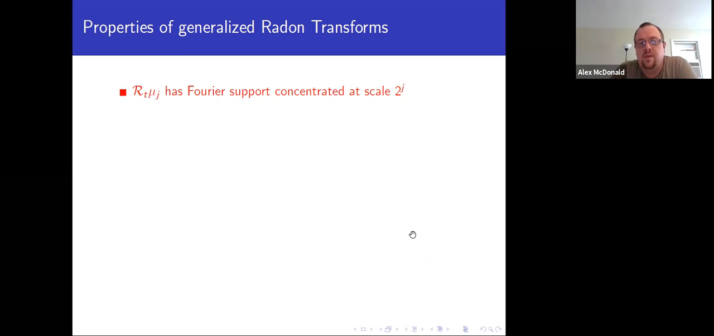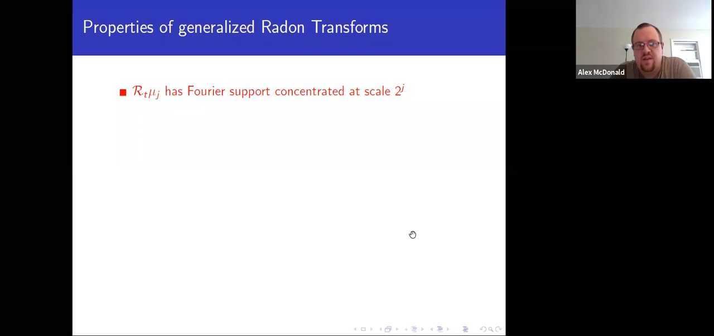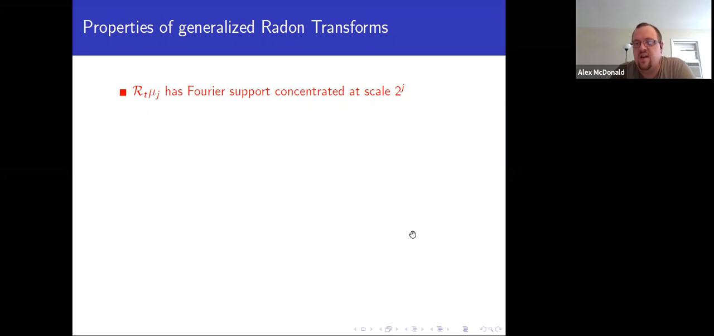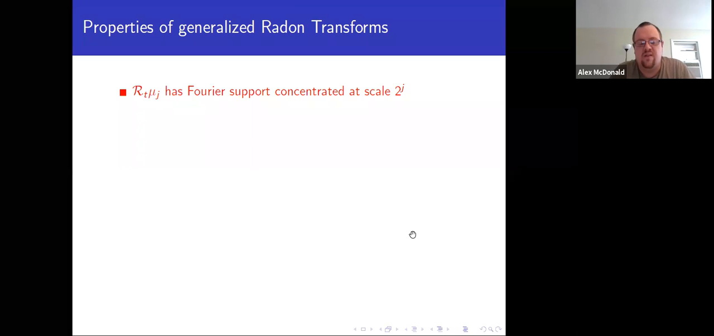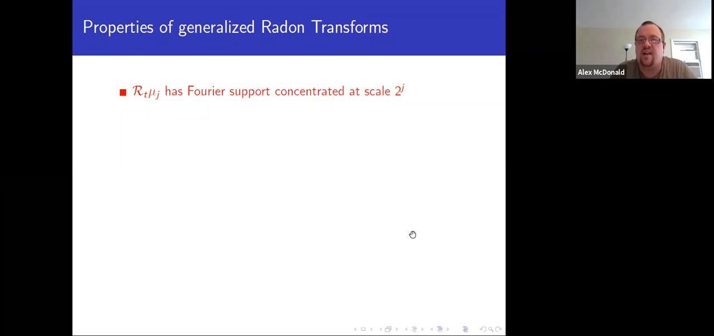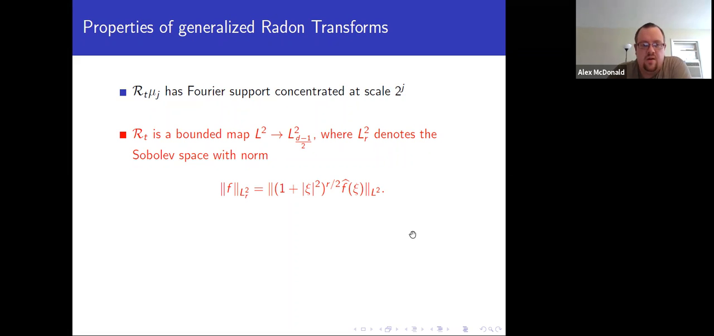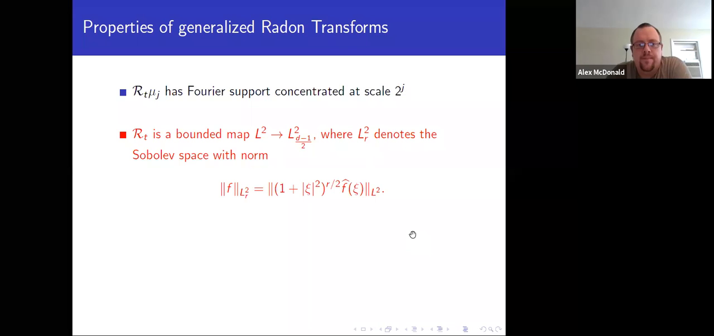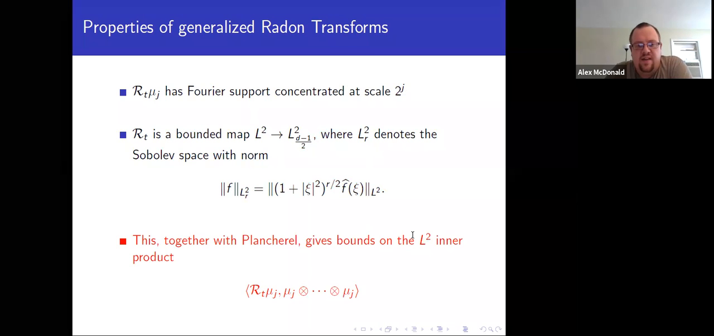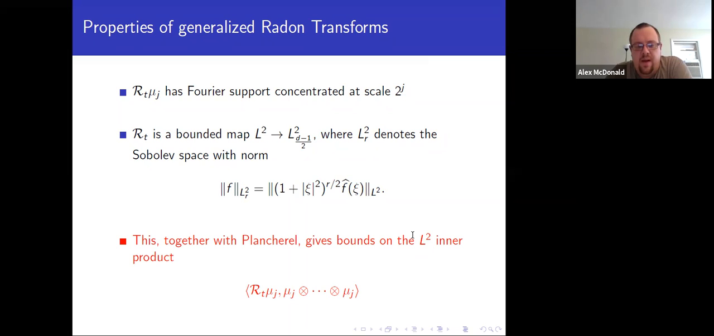What mapping properties are we using? First, mu sub j is a Littlewood-Paley piece, so it has Fourier support on scale 2 to the j. You can prove that when you apply the generalized Radon transform, this also has Fourier support concentrated at scale 2 to the j, in the sense that away from that scale you can get really good estimates, and that part doesn't matter. And you also have this Sobolev bound. R_t is a bounded map from L2 to the L2 Sobolev space with d minus 1 over 2 derivatives. This together with Plancherel gives us bounds on this inner product.